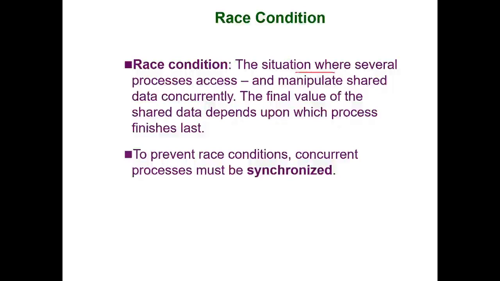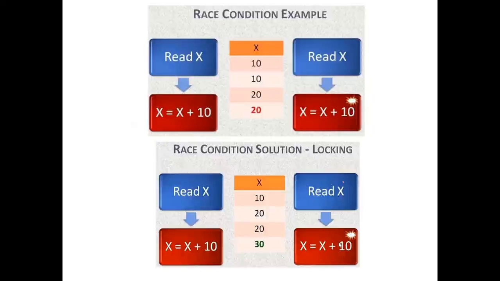The situation where several processes access and manipulate shared data concurrently, and the final value of the shared data depends upon which process finishes last. Whichever process has grabbed the variable first, the further process will depend on that latest value. So to prevent race conditions, concurrent processes must be synchronized properly. There are some techniques which can be used to synchronize this properly.